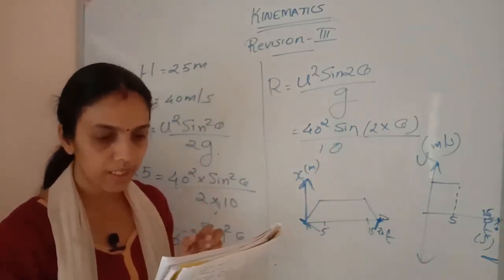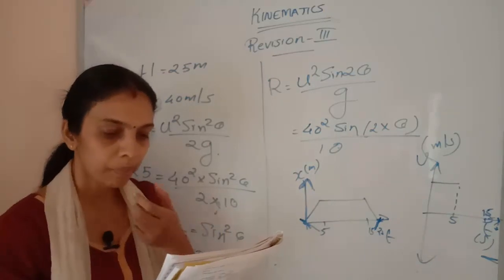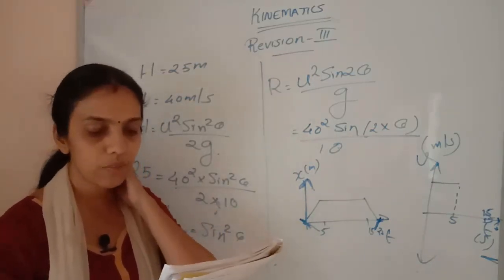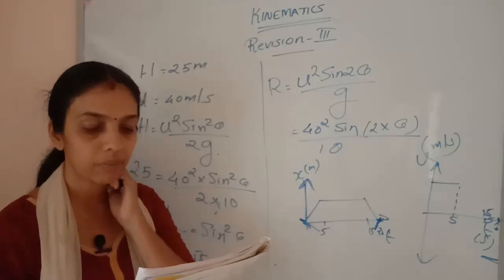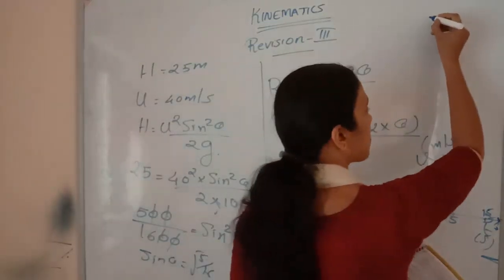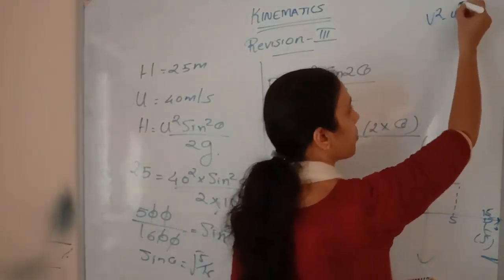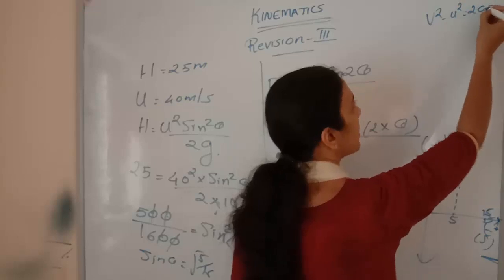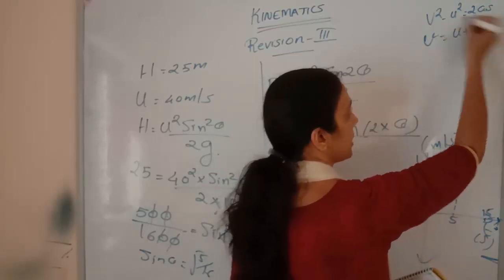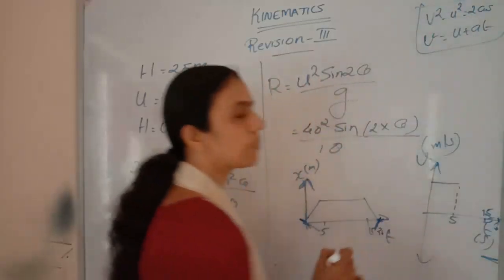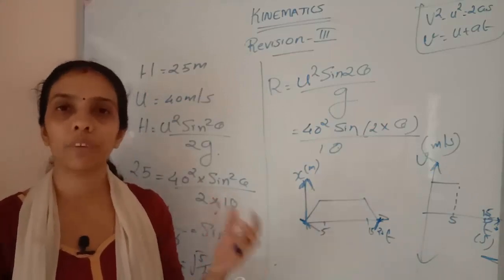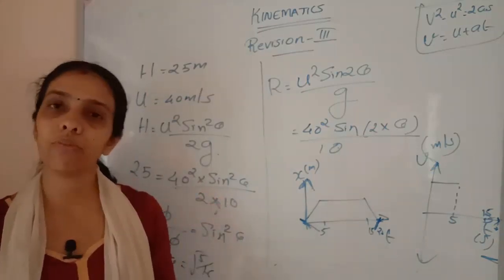Okay, the next one is, from the velocity time graph of a body moving with uniform acceleration, deduce the velocity time relation and the velocity displacement relation. So the velocity displacement relation means v square minus u square equals 2as, and the velocity time relation means v is equal to u plus at. Okay, in these two ways we can find out the relations from the velocity time graph.